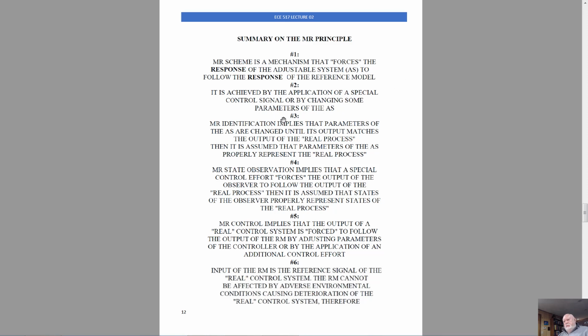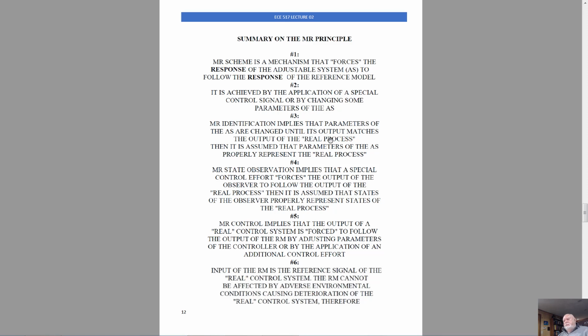Number 2. This following is achieved by the application of a special control signal, if it is a signal adaptation, or by changing some parameters of the adjustable system, which is parametric adaptation. And now you have a clear idea which is which and how their schematics look.